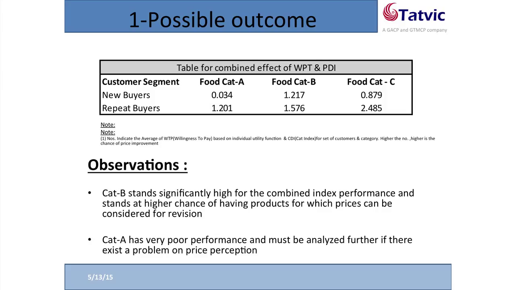If you see this table, I have food category A, food category B, and food category C for different buyers. The number in the table indicates how much opportunity exists for price improvement for different segments of people and different categories of the product.